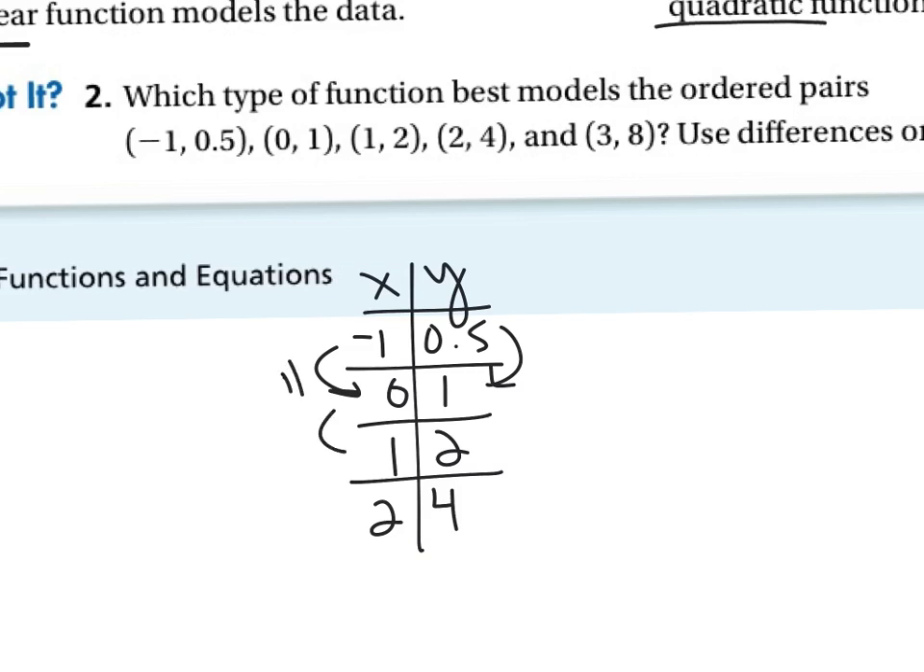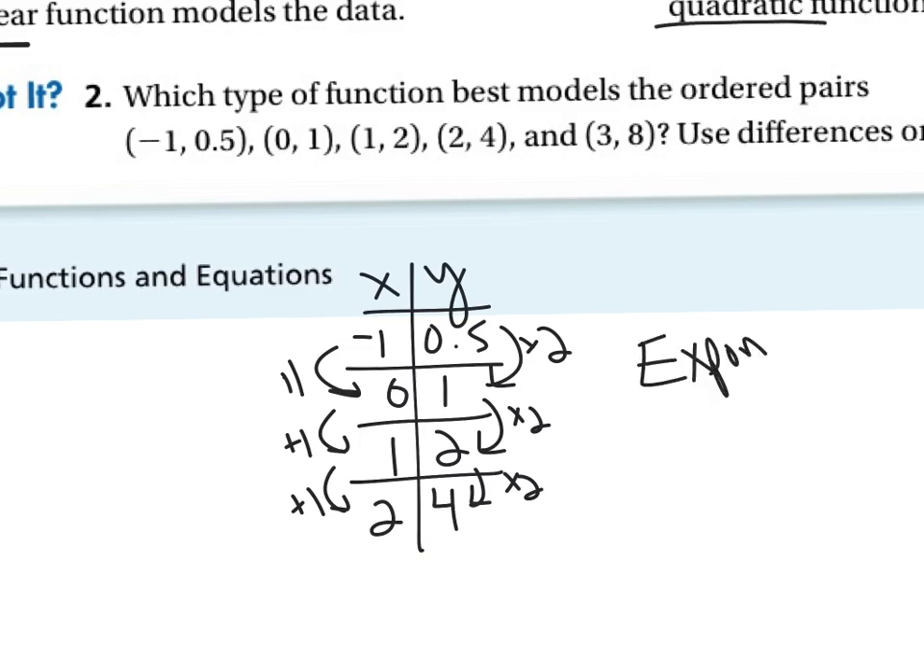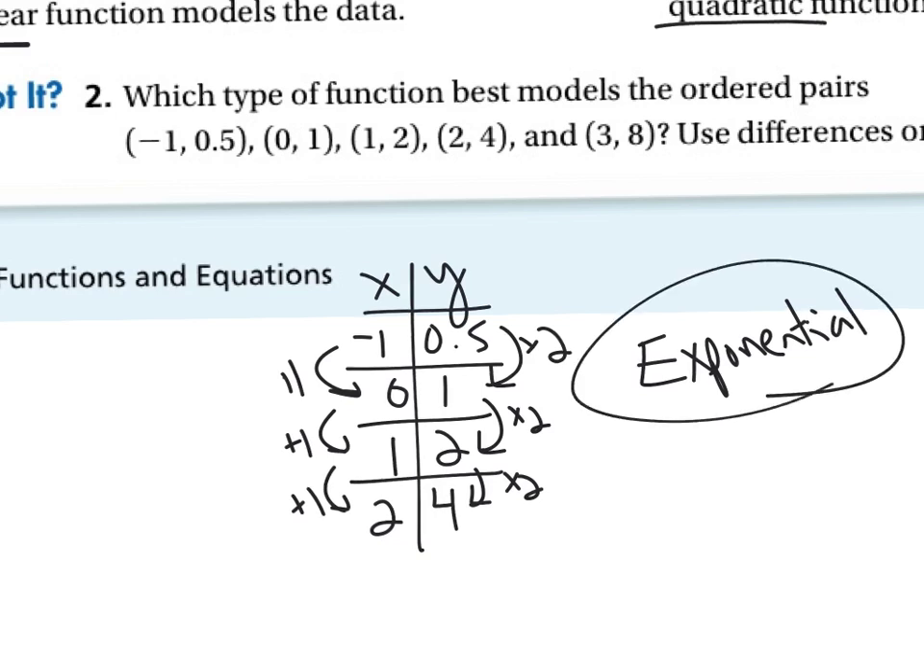So x's are going up by 1 each time. And if you look at this, especially with these last numbers, you might notice these are doubling each time, and it actually goes back all the way. So y values are being multiplied by 2 each time, so that would be exponential. And again, if you graphed the points, you'd be able to see that exponential curve there as well.